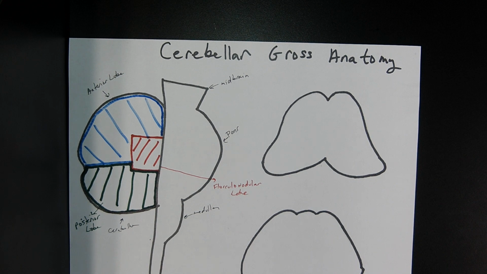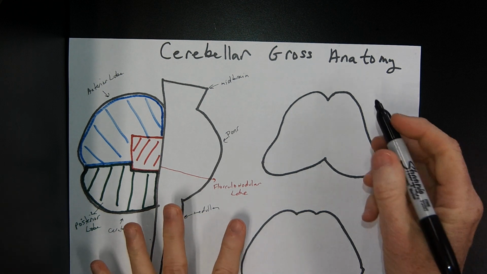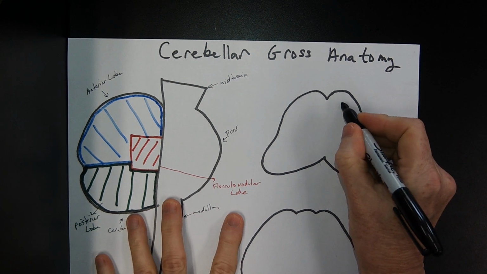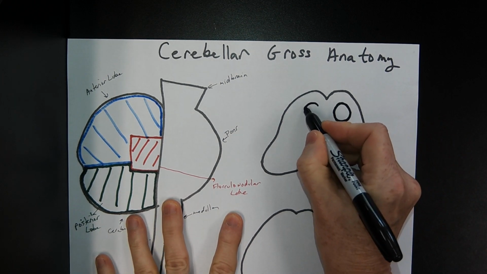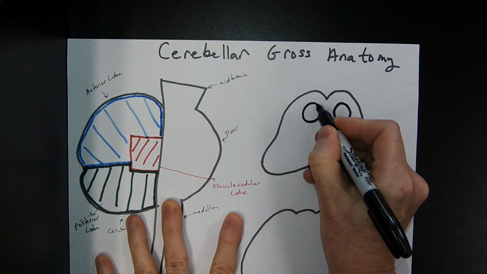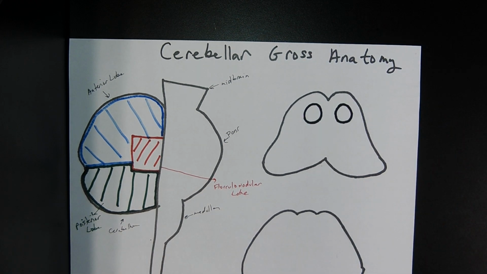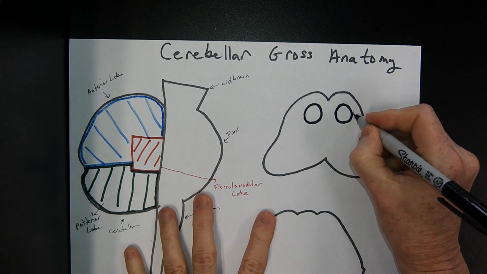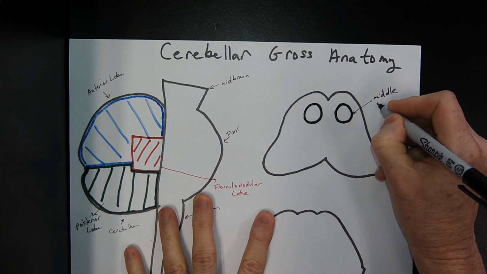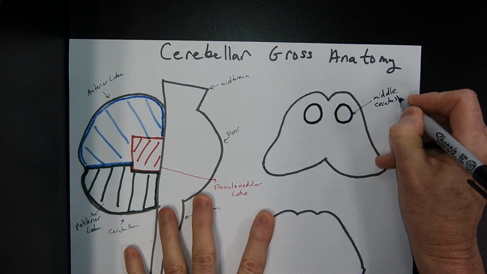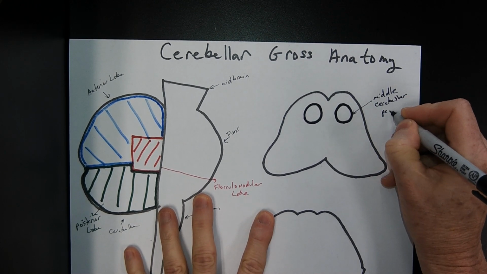So when I do that, now I can see that flocculo-nodular lobe. But I start out with two great big white matter conduits here. Okay, these are great big white matter conduits that connect the cerebellum to the pons. Okay, and these are known as middle cerebellar peduncles.